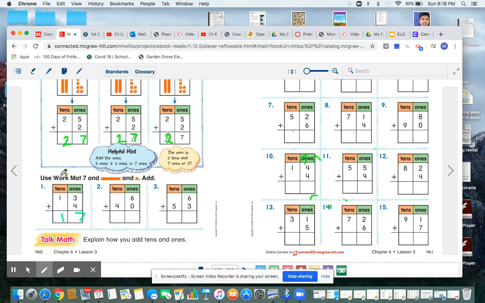Okay, so again, you're going to go ahead and use these to help you guide. But remember, when we're adding, we always add the ones place first. So 6 plus 0 is 6. 4 plus 0 is 4.